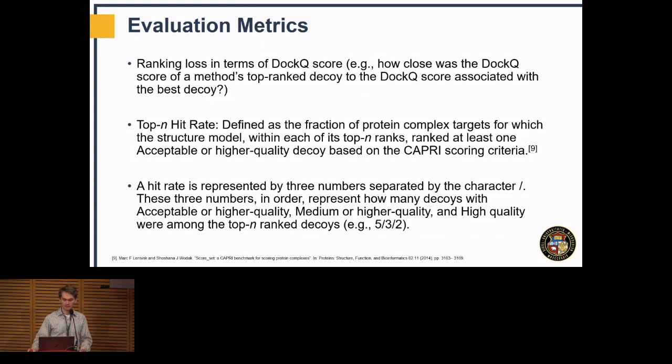And then the top N hit rate, this basically is for if you have a ranking model, whether it's a neural network or not, just any ranking model at all, if you choose a top N range. You take all the protein complex structures in a pool, and then you rank them in terms of some quality measure. You take the top, say, for example, 10, how many of those decoys were actually in the acceptable range or higher quality categories for CAPRI. That's essentially how we're scoring these methods. So ranking loss and top N hit rate. So for example, if you had a method that had a value of 5/3/2, that'd mean that in the top 10, for example, of its decoys that were ranked, 5 of them were acceptable, 3 of them were medium or high quality, and 2 of them were high quality.